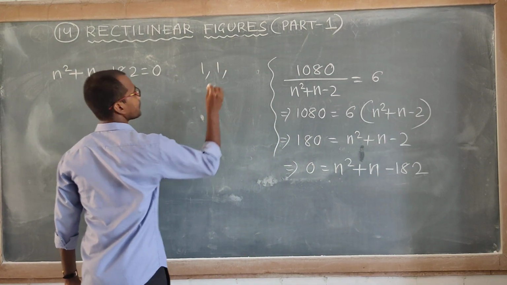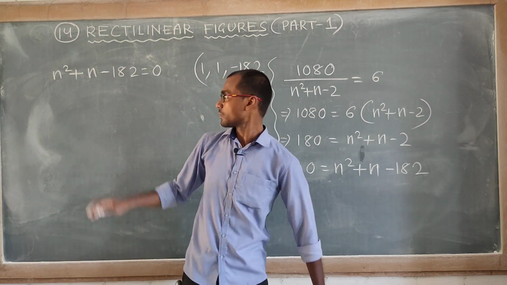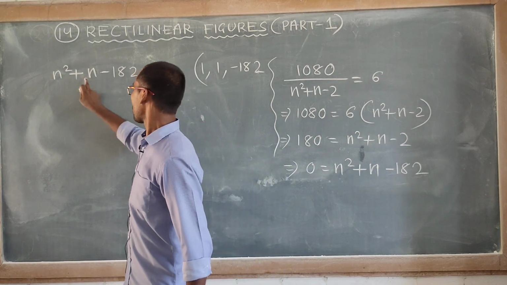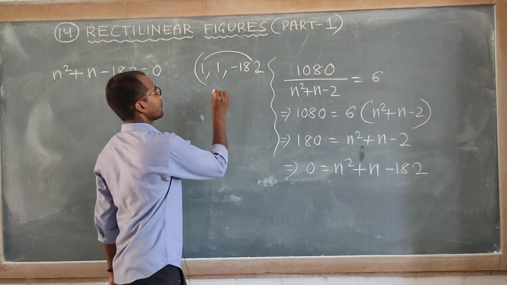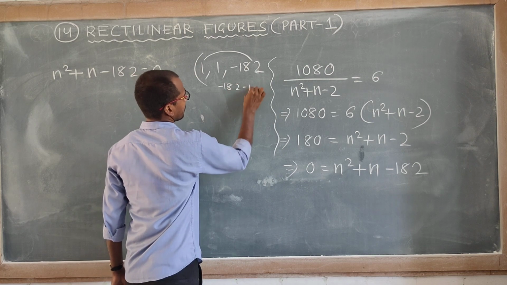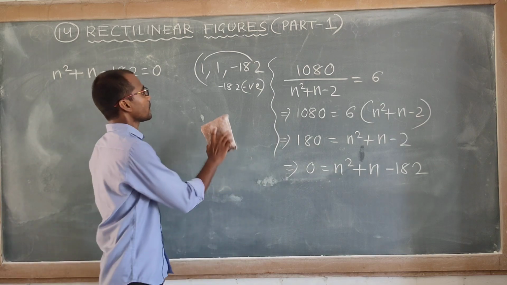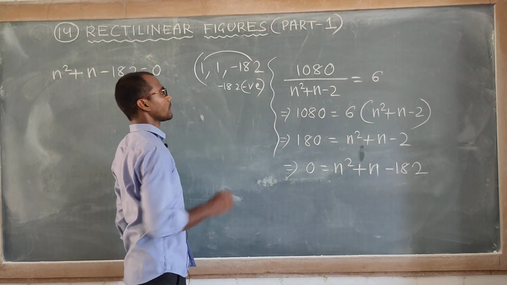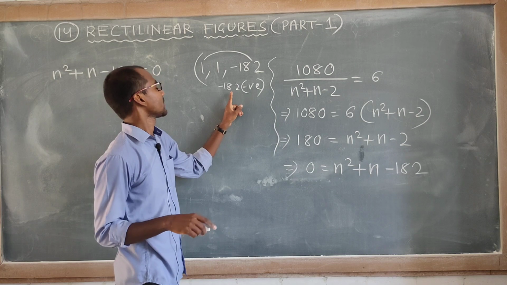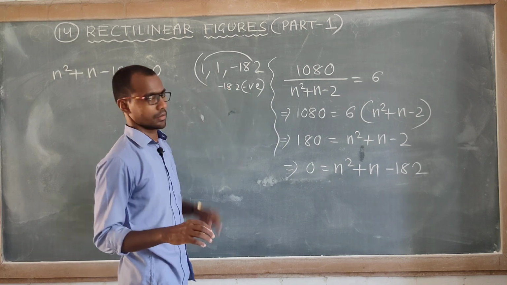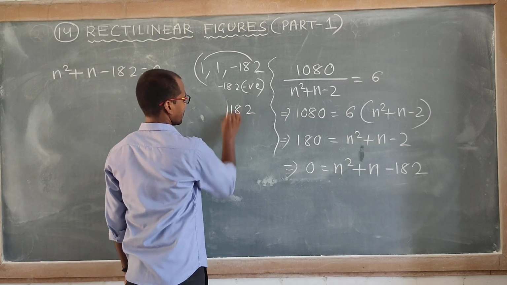The coefficients are 1, 1, minus 182. First into last is minus 182, which is negative. Negative means difference. I have already explained this in factorization. So think of two numbers whose product will be 182 and difference will be 1. Means you have to think of two consecutive numbers. So let us try and factorize this.